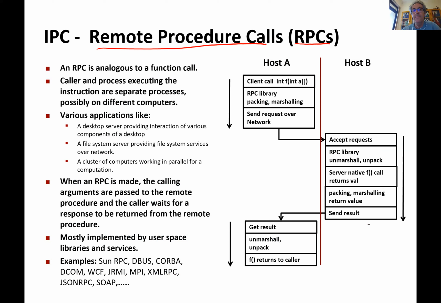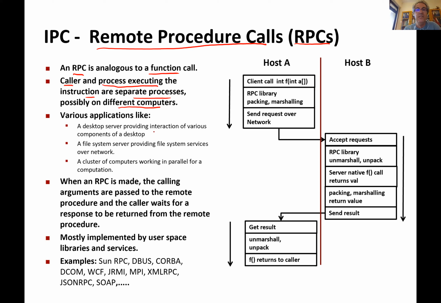So I will just introduce what the idea is, okay? An RPC is essentially a function call, and the difference is that the caller, meaning the client, and the process that's executing the instructions can be separate processes, and possibly they can even be running on different computers, okay? And there are a lot of different applications.